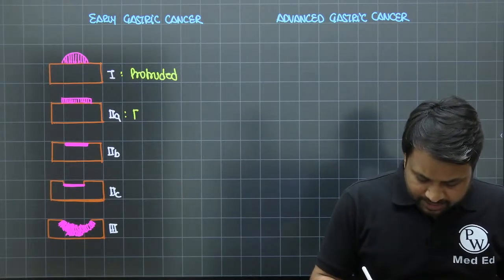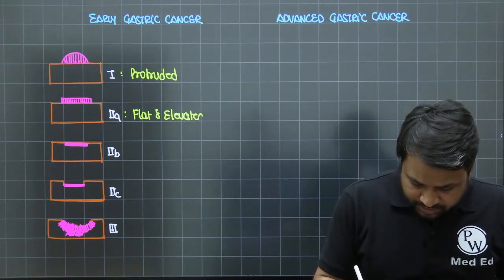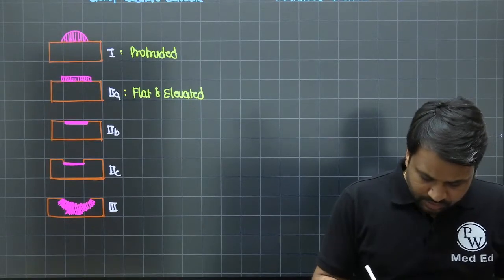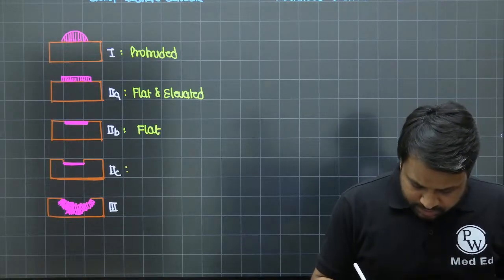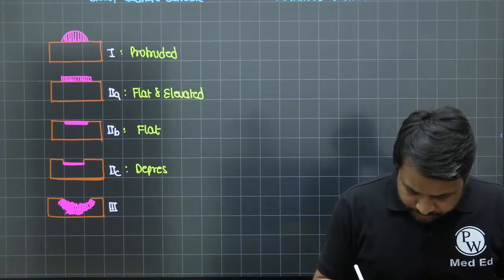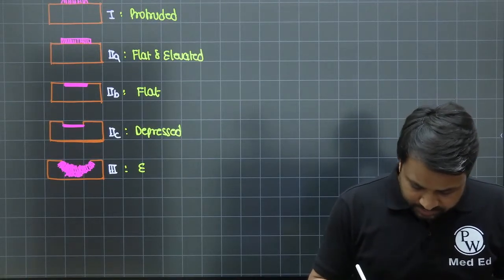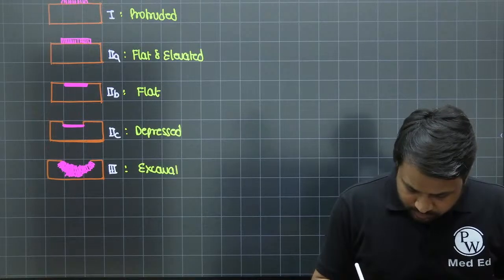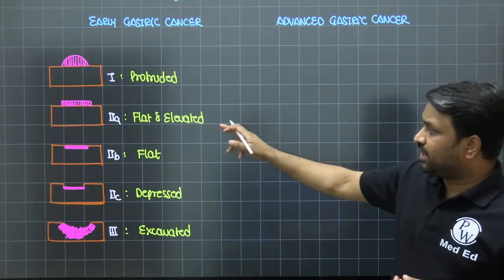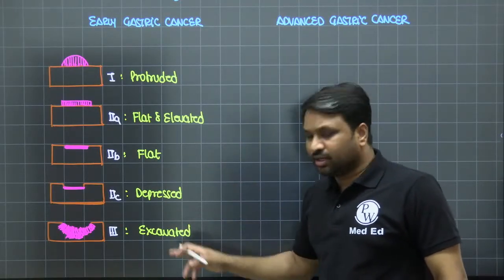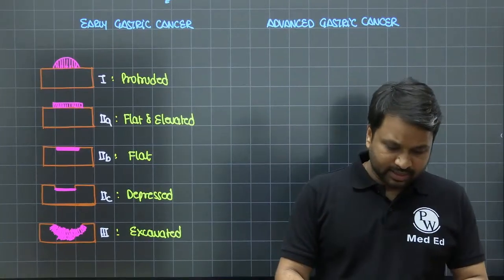This is flat and elevated, that is superficial elevated. 2B is going to be just flat. 2C is going to be depressed. And 3, it is causing local infiltration, so it is called excavated. So there is the protruded variety, flat and elevated, just flat, depressed, and the excavated variety. These are in the form of the early gastric cancers.